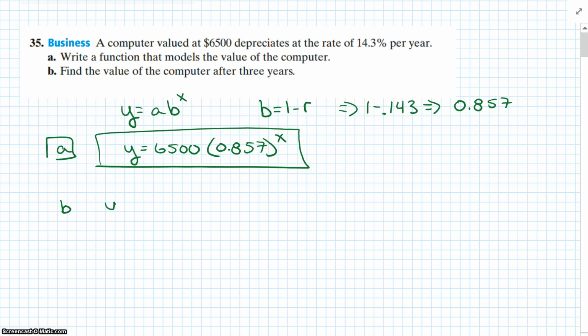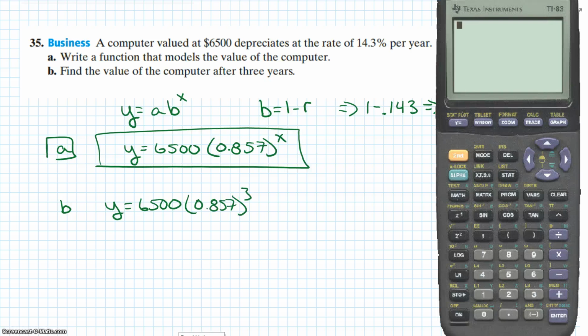Part B, we just got to plug it in after 3 years. So it's going to be y equals 6,500 times 0.857 cubed. All right, so plug it in our calculator. 6,500 times 0.857 to the third power. So $4,091.25.